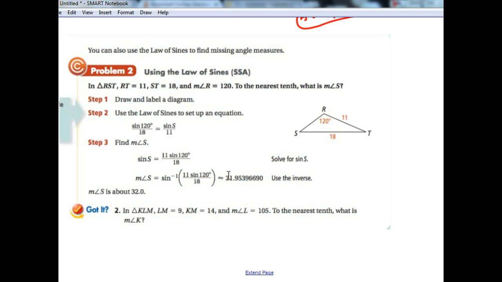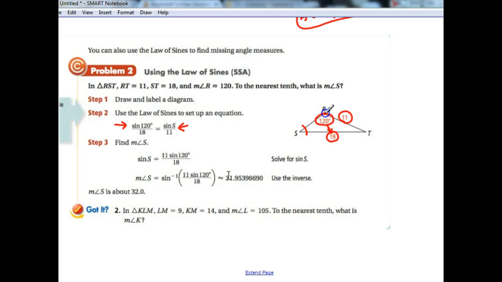If you look carefully here, you've got 120 here, and the side across from it is 18. So if we're going to set this up, we're going to say the sine of 120 is to 18, and you can see they've done that right here. It's going to equal, now, I don't know the sine of S, but I do know the side opposite it. So I'm going to write the sine of S is to 11, because that's what the law of sines does. Now, the rest is really just using your algebra and being able to solve.